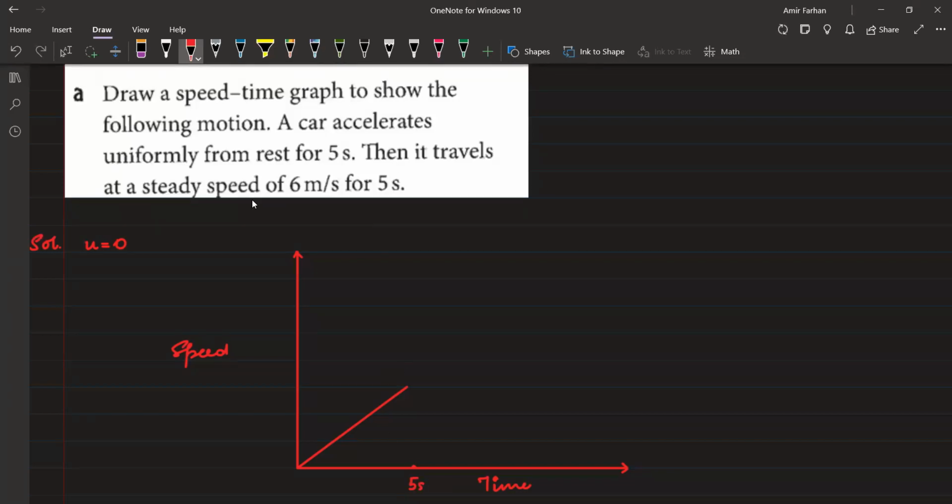Then it travels at a speed of 6 meter per second. So it means that it has gained the speed of 6 meter per second, and it keeps it for the next 5 seconds. It means that this mark will be the speed of 6 meter per second. Is this clear to you, Ayaan? So this will be the next 5 second portion.